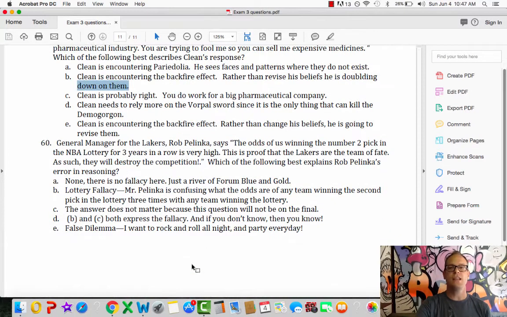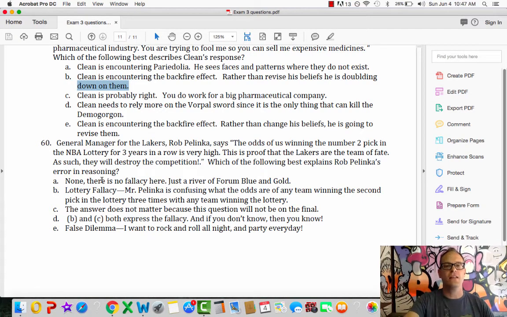All right, we'll do 60, and then that will complete the review video. If you have questions for me, please ask them Monday before I hand out the exam. Number 60, general manager for the Lakers, Rob Pelinka says, "The odds of us winning the number 2 pick in the NBA lottery for 3 years in a row is very high. This is proof that the Lakers are the team of fate. As such, they will destroy the competition." Which of the following best explains Rob Pelinka's error in reasoning?